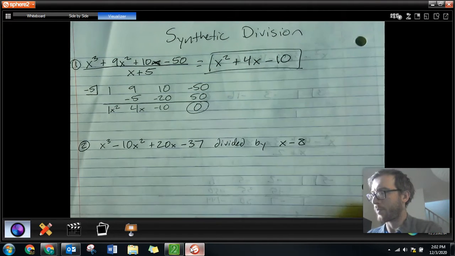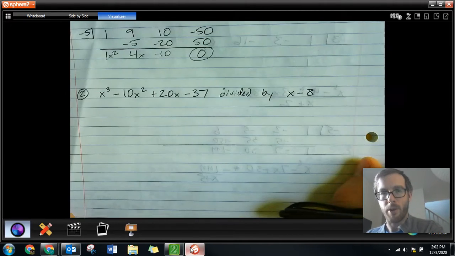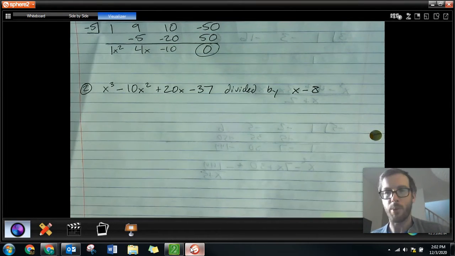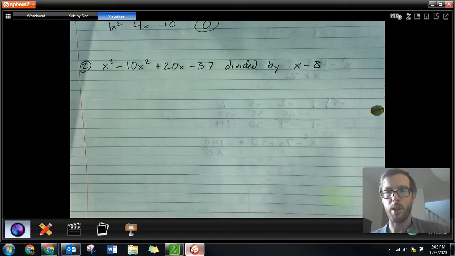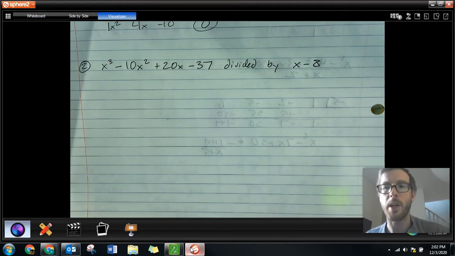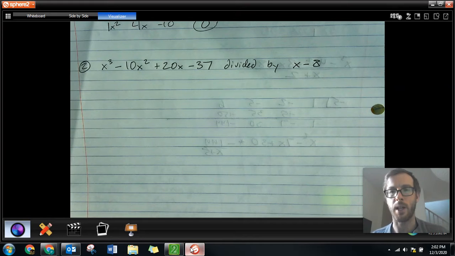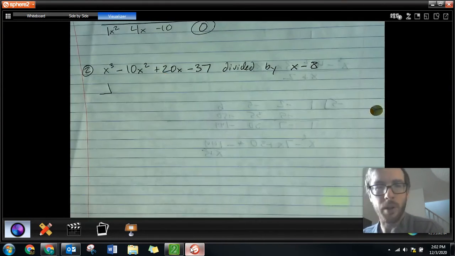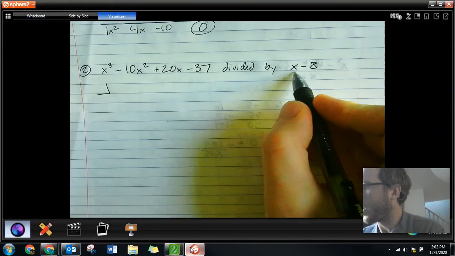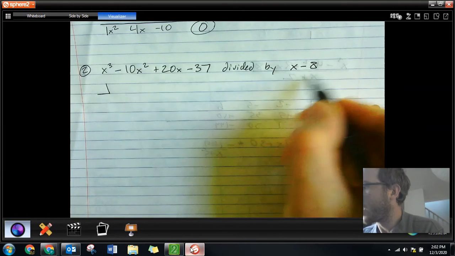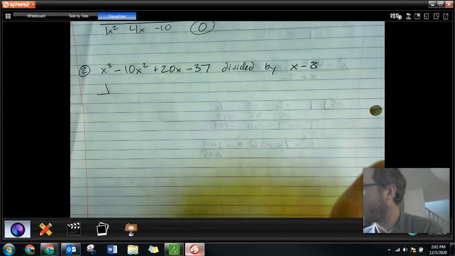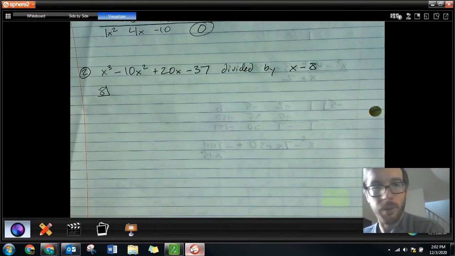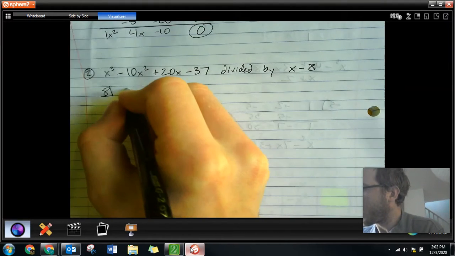In our second problem, we have x to the third minus 10x squared plus 20x minus 37. We're dividing that by x minus 8. You can see I've written out the problem a little differently, but it's essentially the same thing. We've just written it out in words instead of writing it as a division thing. So once again, in my little half box, I'm putting the value of x that makes this divisor 0, and that is here positive 8. 8 minus 8 is 0.